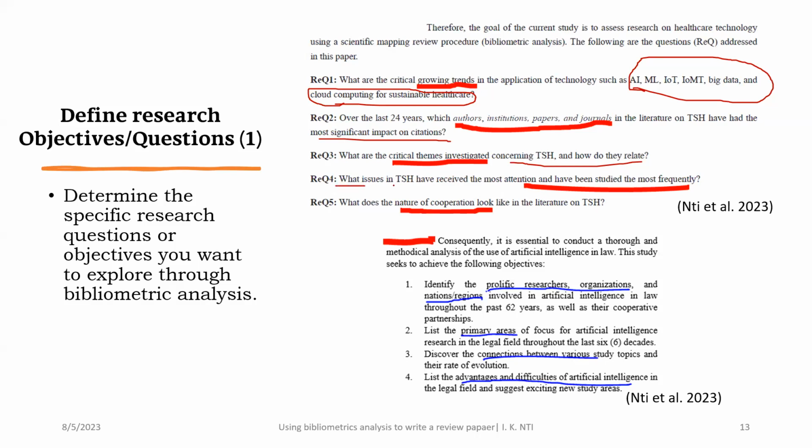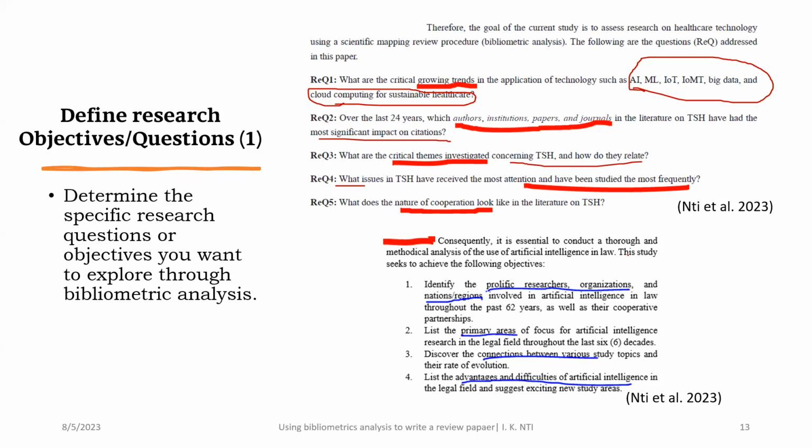Then let's look at the fourth one. What issues in TSH have received the most attention and have been studied the most frequently? When they do the clustering, based on the number of papers that fall in each cluster, they will be able to know which cluster has received more research and which has received less. What are they trying to do? They're trying to find out the gap in literature. Once we know which clusters have received more and less research, we can say that much has been done in this area, but less has been done in that area.